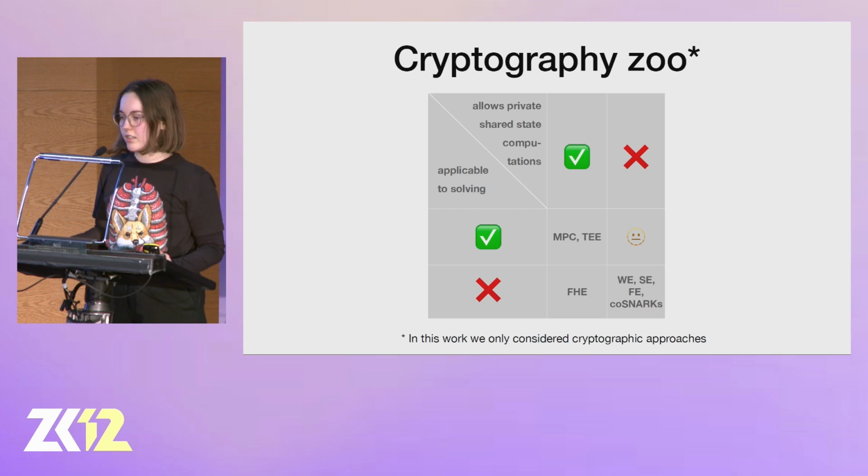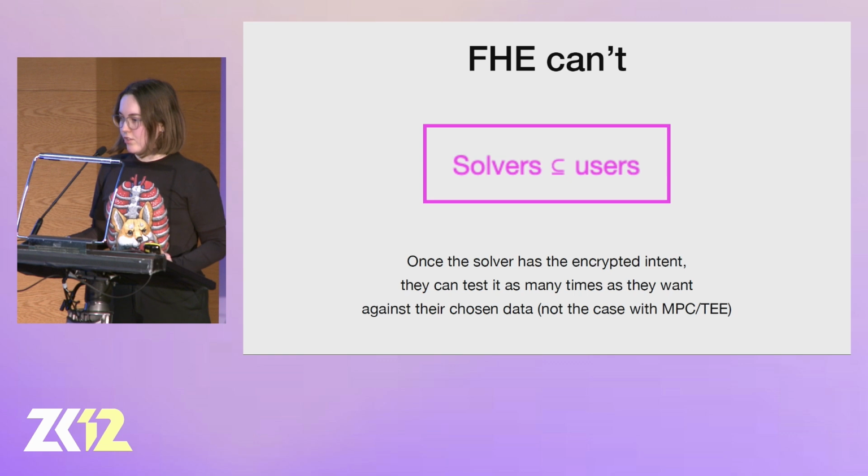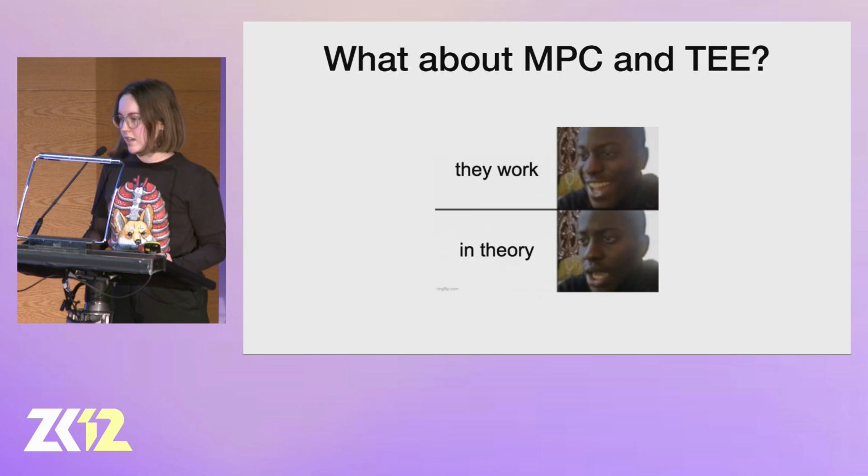FHE doesn't work, because it's not applicable to solving, even though it allows private computations. The rest of what we considered also doesn't really work. So why can't FHE work? I don't have time to explain this, but basically because solvers are users, they can pretend they're legit users and just brute force the intents of other users.